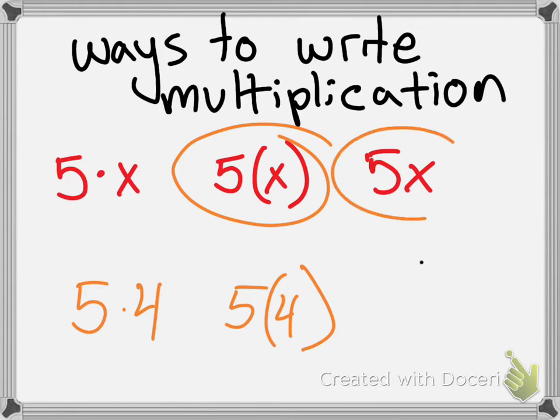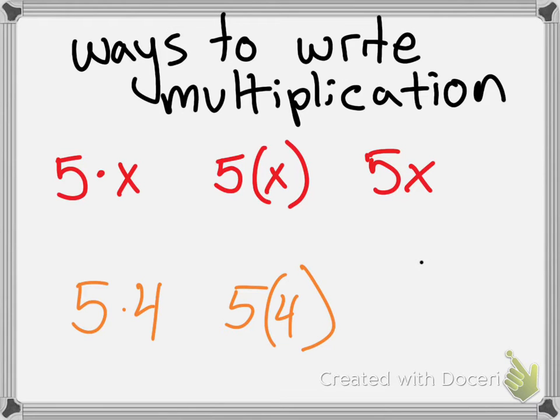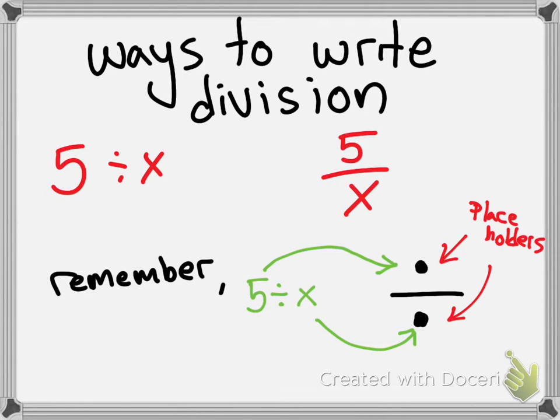If things are touching, it means multiply. This 5 is touching the parentheses, means multiply. This 5 is touching the X, it means multiply. We even have the little multiplication dot for that one. So these are the 3 ways that you will see multiplication problems being written. Then here are the 2 ways to write division problems. We can have 5 divided by X or 5 over X. Because remember, that division sign just stands for placeholders. The first one goes on top and the second one goes on the bottom.